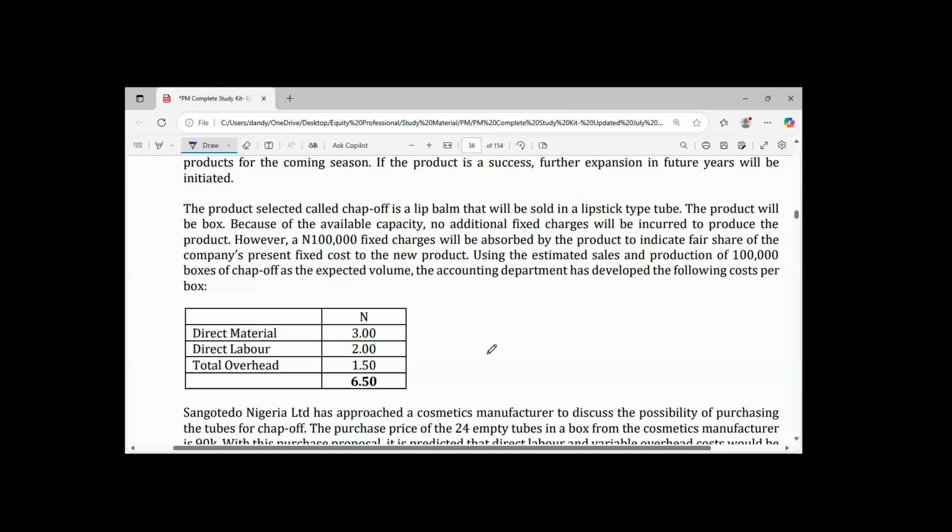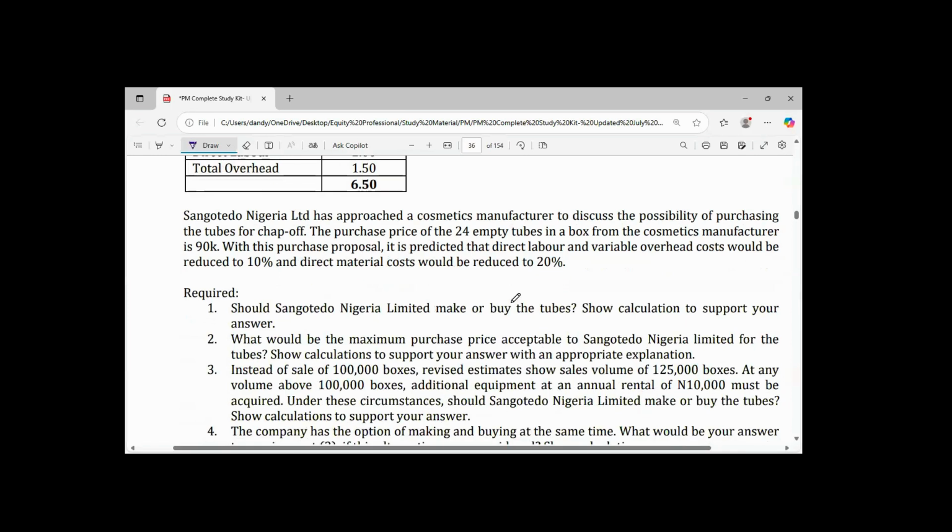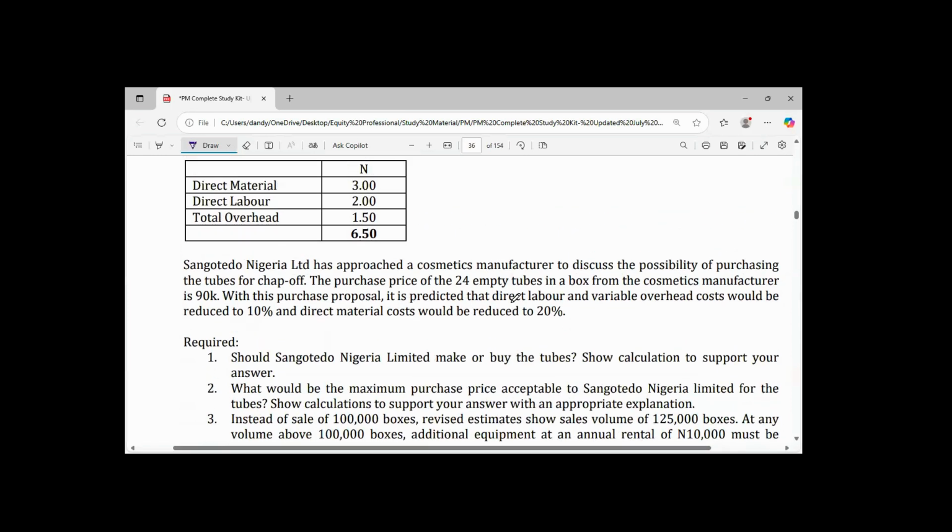The product selected, called Chap Off, is a lip balm that will be sold in a lipstick-type tube. The product will be boxed. Because of the available capacity, no additional fixed charges will be incurred to produce the product. However, 100,000 naira fixed charges will be absorbed by the product to indicate fair share of the company's present fixed costs to the new product. Using the estimated sales and production of 100,000 boxes of Chap-Off as the expected volume, the accounting department has developed the following costs per box. Direct material, okay, the information below is said to be correct.